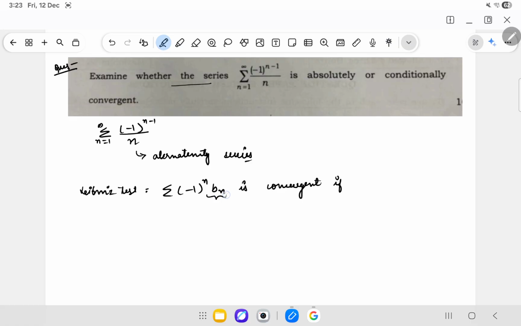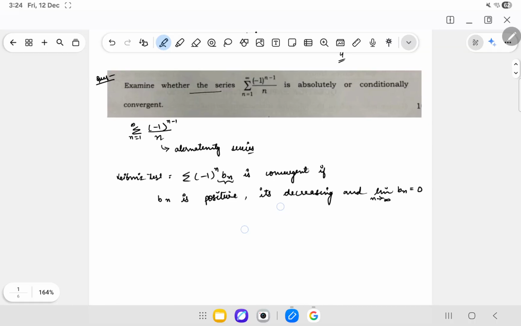the given term bn is positive, it is decreasing for all values of n, and limit n approaches infinity bn is equal to 0. Now let's see if the given series satisfies this Leibniz test or not.